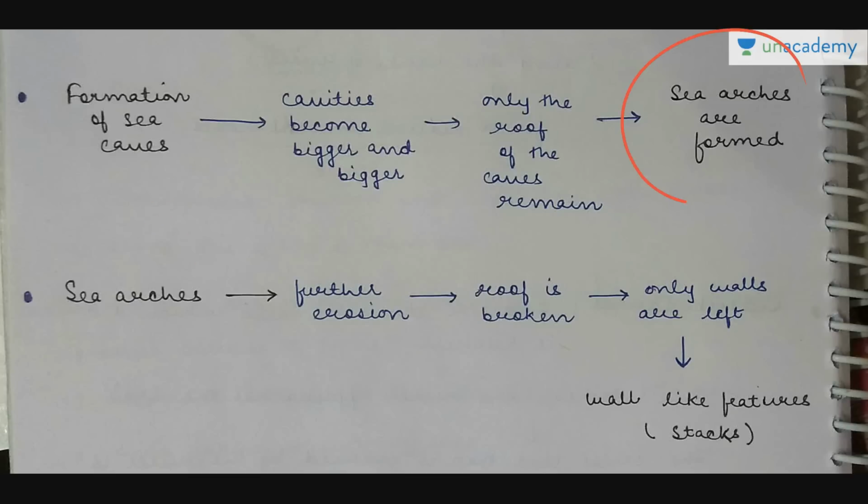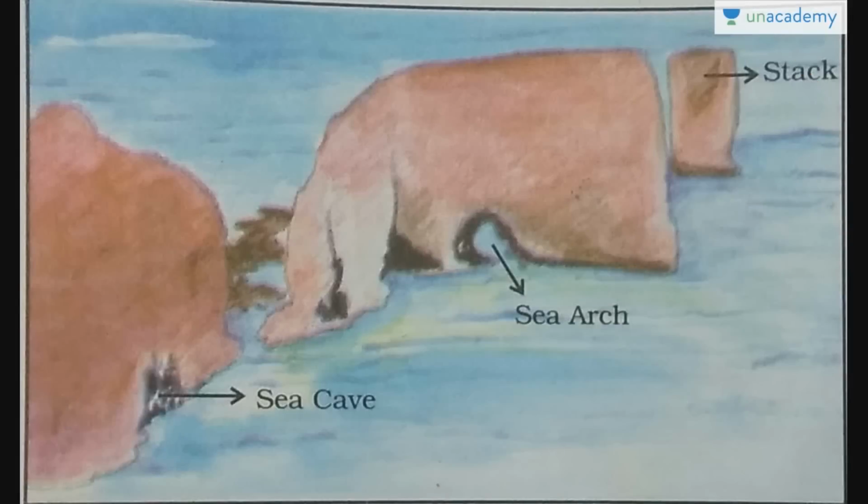Then sea arches are formed. You'll see the sea arch here. See, this is the sea cave. So it's like being hit, and here a cave structure is formed. But then by continuous hitting, it becomes hollow, right? So you can just cross through this, and only the upper part is left. So it becomes a sea arch.